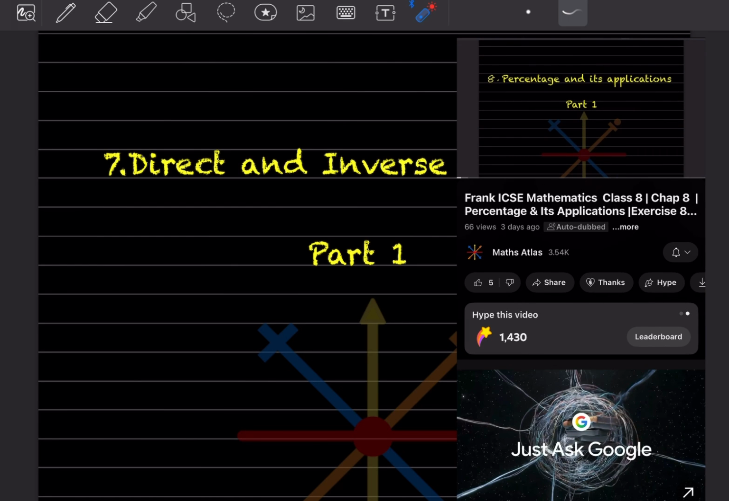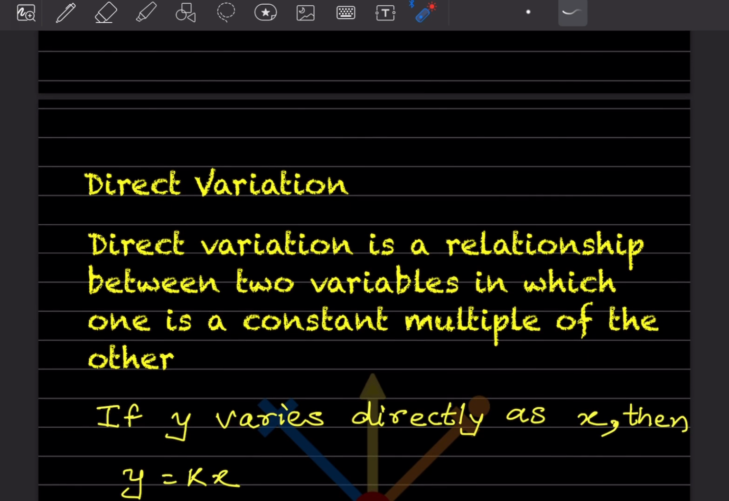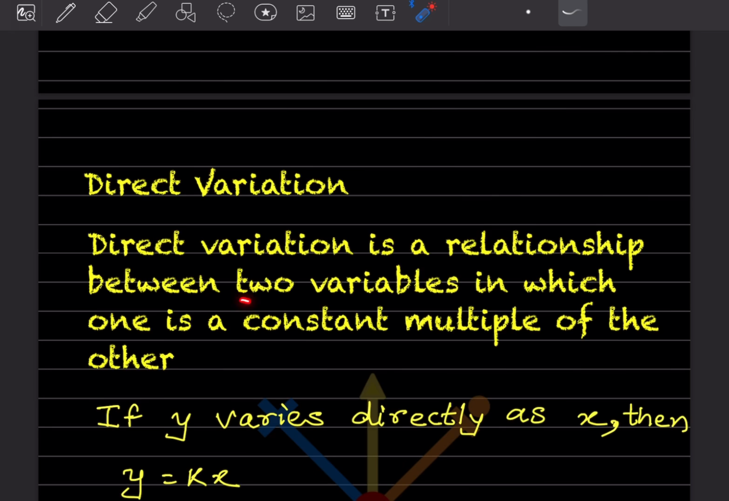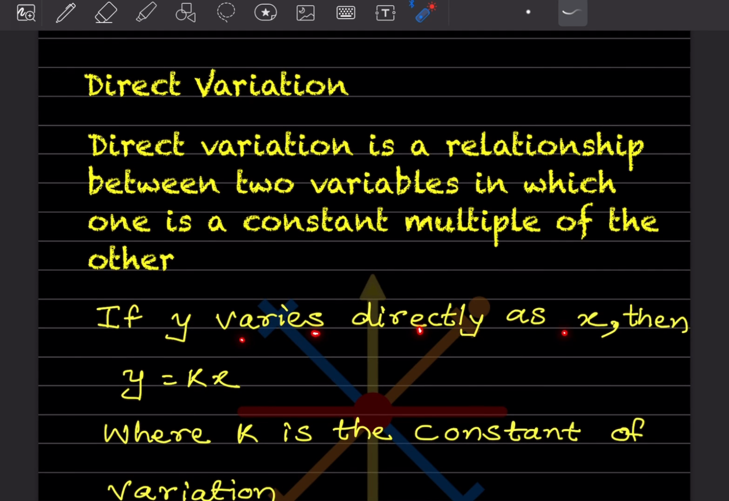So now let us start part 1 of this topic. First, let us see in short what direct variation is. Direct variation is a relationship between two variables. You know the variables from A to Z. Here we are going to use two variables in which one is a constant multiple of the other. Suppose we say y varies directly as x, then y is equal to kx.